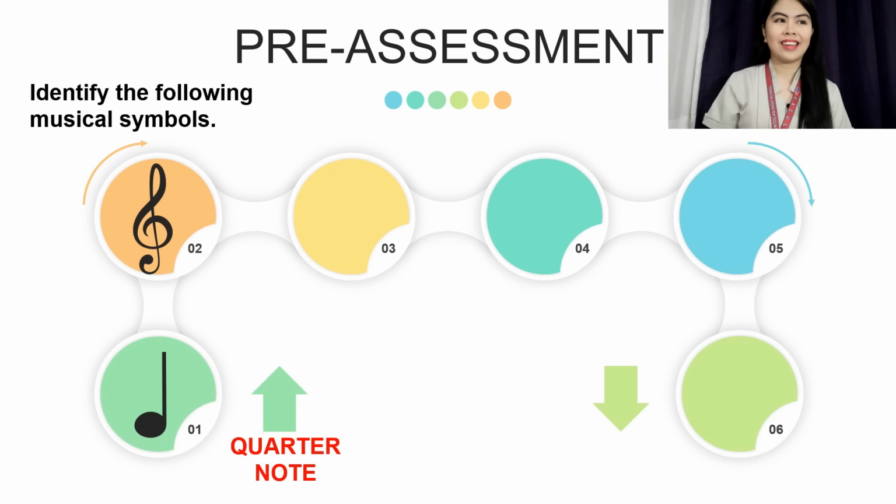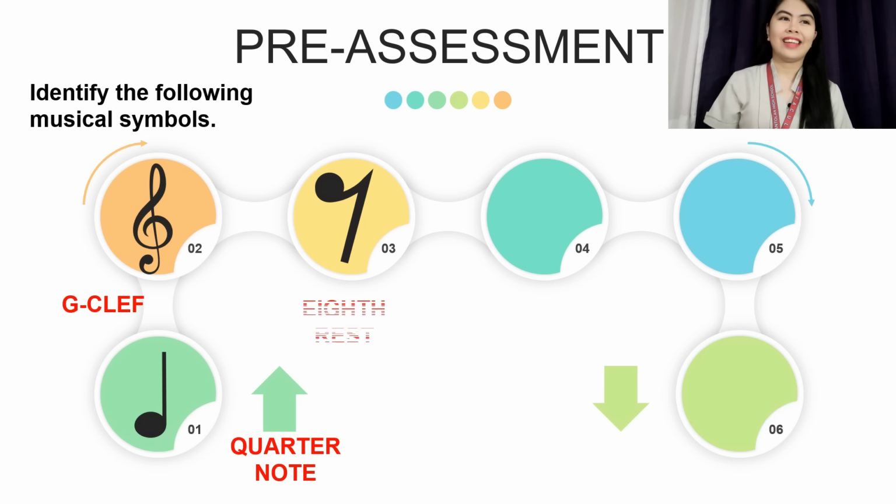That's right. That is the G clef. A clef is the musical symbol that you see at the beginning of a musical staff. Number 3. What's this? That's right. That is the 8th rest. That means you have to rest for half a beat.